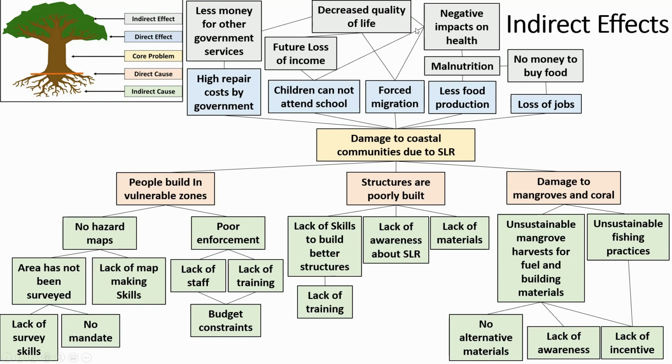So now let's take a look at a couple of these things. Future loss of income and no money to buy food. Now I think you can imagine that if you have no money to buy food, or if there's less food production, those things may actually feed into unsustainable mangrove harvest for fuel and building materials. Or less food production may cause people to embrace more unsustainable fishing practices and so forth. So we actually have some feedback loops. The more this happens, the more unsustainable fishing practice happens, and that creates a cycle that gets worse and worse and worse.